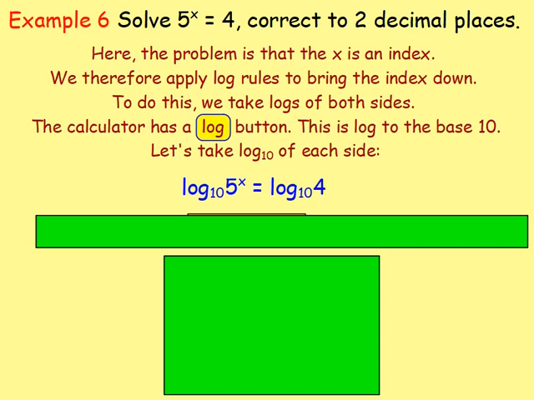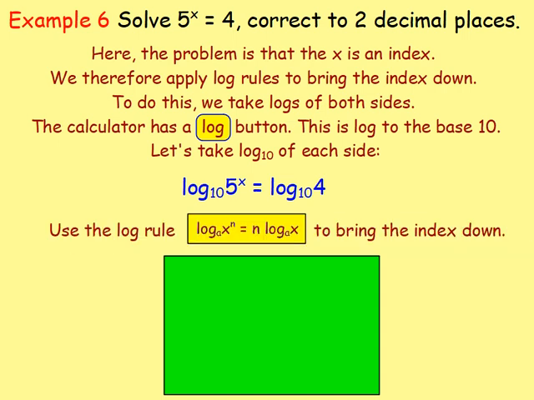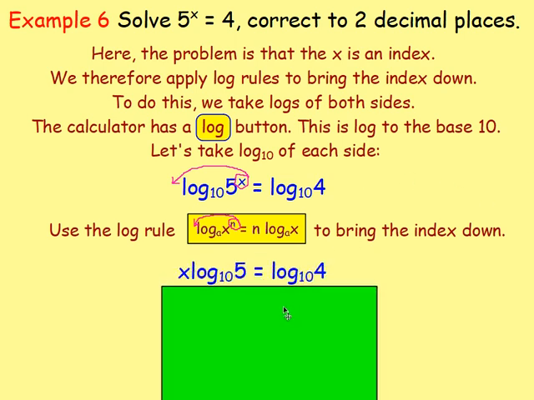The whole point in doing that is one of the rules that we learned in the log rules lesson, which is this: log base a of x to the power of n equals n log base a of x. In other words, we're bringing this index down using our log rules. So that goes in front of the log, which means we can apply that here. We've got log base 10 of 5 to the power of x, so we can take this index and move it right to the front. So that will become x log base 10 of 5 equals log base 10 of 4. Just like that.